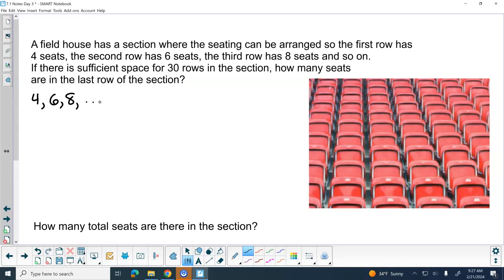Now, we could do that 30 times if we want. But we don't have to, because BFG gave us a formula earlier. Do you remember what that formula was, BFG? What was it? A sub n, not A of n. A of n is a function. This is A sub n, which is a term number, just so you know.